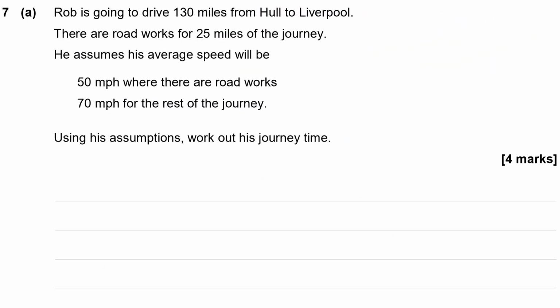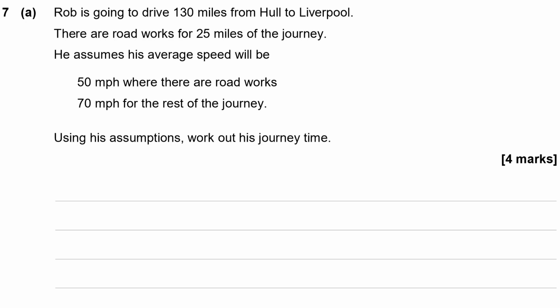Rob is going to drive 130 miles from Hull to Liverpool. There are roadworks for 25 miles of the journey, only 25, and he assumes his average speed will be 50 miles an hour where there are roadworks and 70 miles an hour for the rest of the journey. Using his assumptions, work out the journey time.